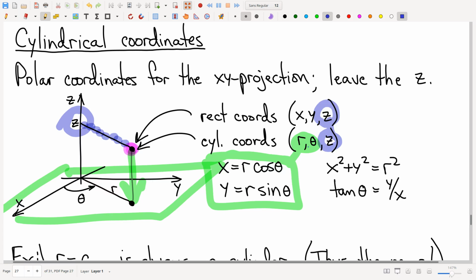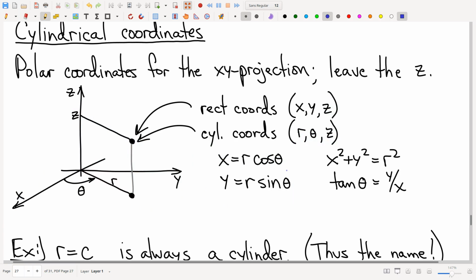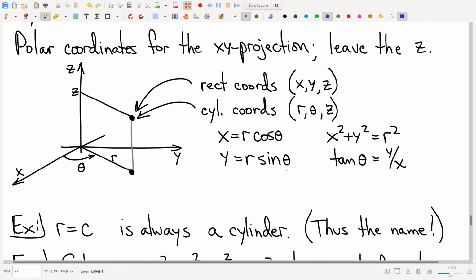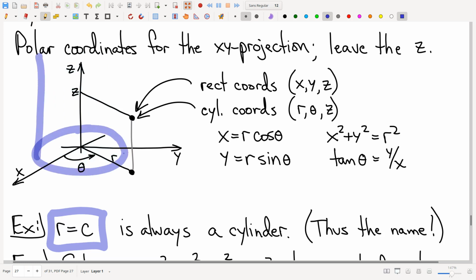All right, so a couple of quick examples. Let me do it like this. This equation right here, r equals a constant. If you think about it, in polar coordinates, r equals a constant gives you a circle. In cylindrical coordinates, r equals a constant gives you a circle for every value of z, and so it makes a cylinder. So let me try to do a better artistic job here. Yeah, makes a cylinder, and thus the name cylindrical coordinates.